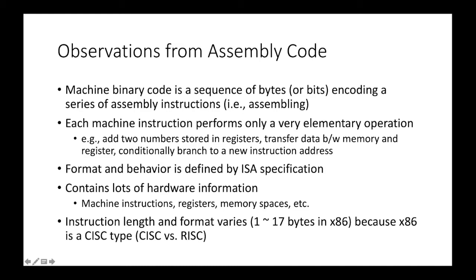Third, the format and behavior of assembly code is defined by the ISA specification. Next, the assembly code contains lots of hardware information such as machine instructions, registers, and memory spaces. Next, the instruction length and format varies, in this case from 1 to 17 bytes in x86, because x86 is a CISC type machine. We will talk about CISC versus RISC a little later.